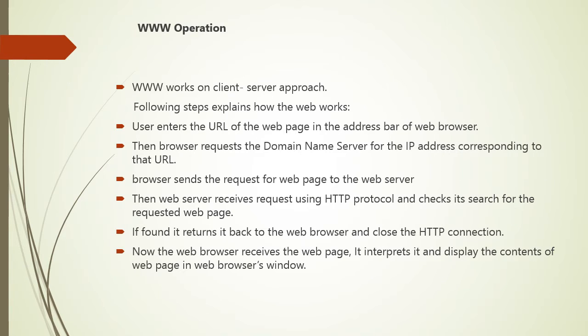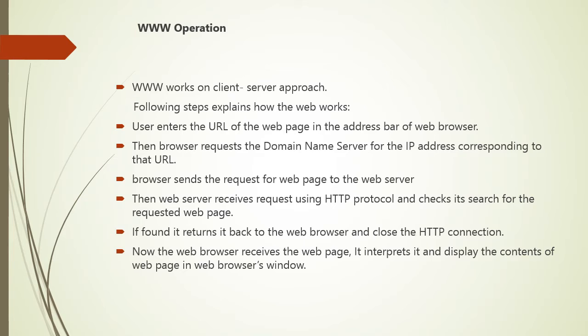Now consider how World Wide Web operations are performed. So www works on a client-server approach. The following steps will explain how the web works. First of all, the user will enter the URL, for example, www.google.com, of the web page in the address bar of the web browser. Then the browser will request the domain name server for the IP address corresponding to google.com.